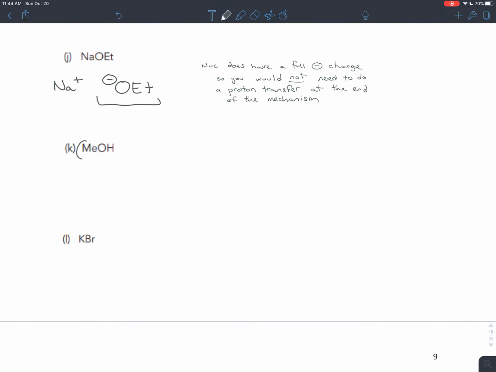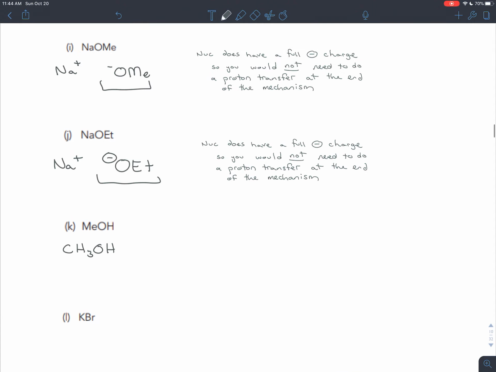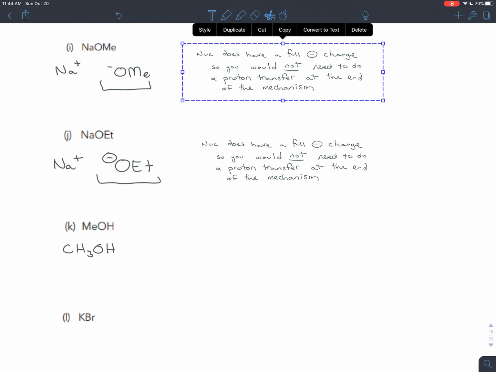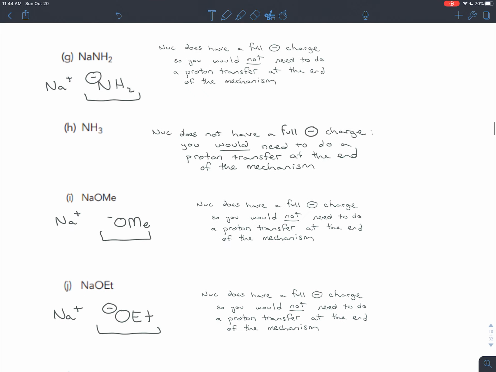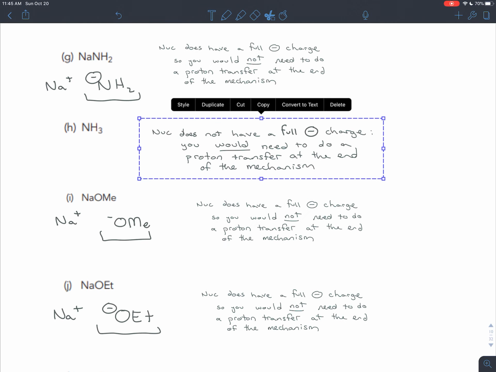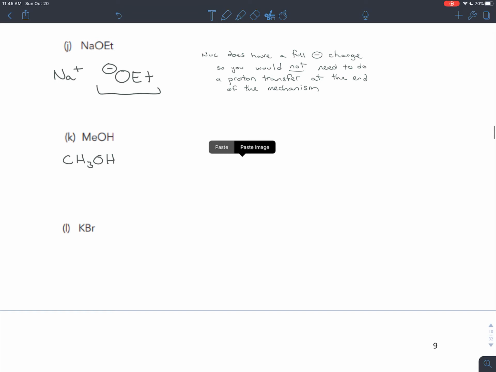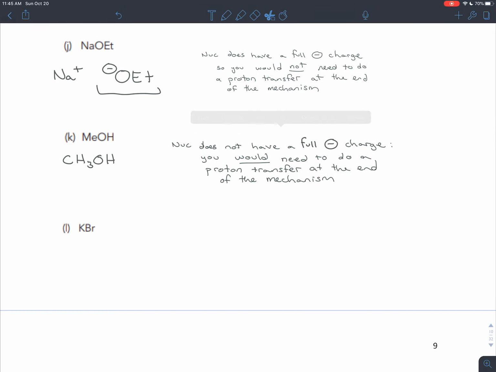For this one, remember Me is a methyl group, so this is really CH3OH. You have only nonmetals there. So that's a covalent compound, and there's no full negative charge in that compound. So because there's no full negative charge in that compound, which is methanol, you would need to do a proton transfer at the end of the mechanism if you had that as your nucleophile.